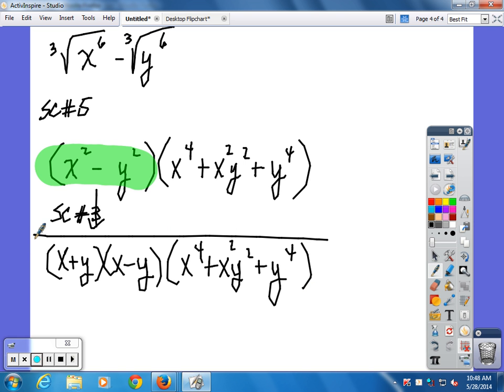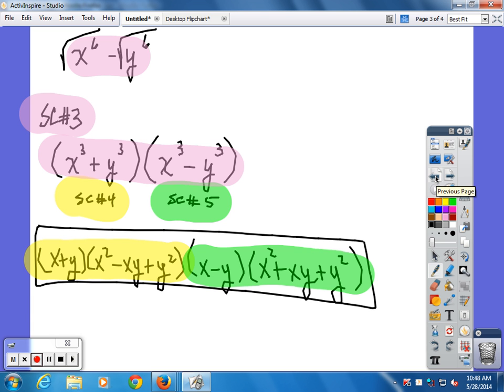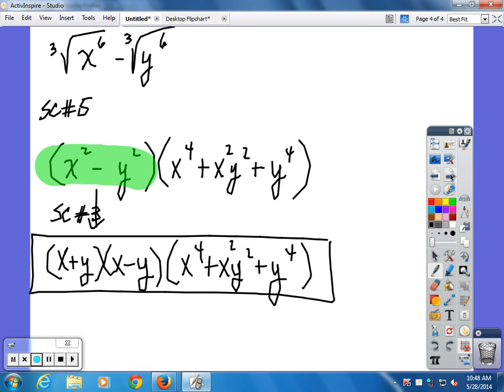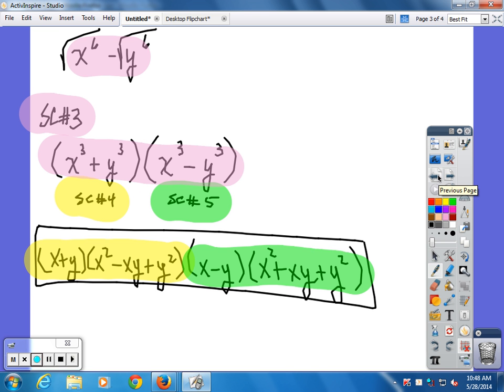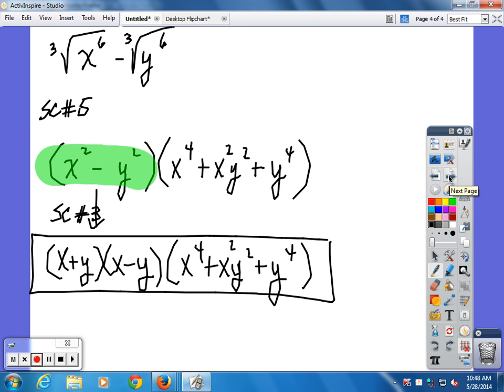Now, the first thing somebody's going to say is, well, the answer's different. Is it? Well, let's look. I've got x plus y, x minus y. Do I have x plus y? Do I have x minus y? What does the other problem have? An x to the 4th. Do I have an x to the 4th? Plus x squared times x squared, x to the 4th. If you did all the multiplication with this, you would come out with this.